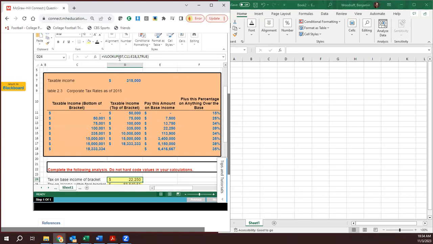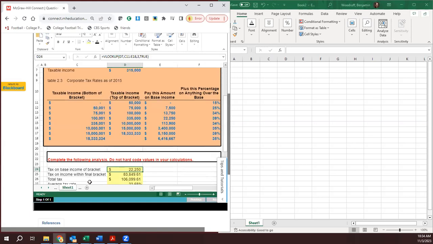So when I do my search, I'll say I'm looking for D7. I'm searching between C11 and E18. I don't just use the one row because I want to return a value in another row. So I'm going to have to highlight all of those, and I'm going to say what I'm looking for is found in the third row. And then I'm going to put in true, saying this is what I want it to find, this value, not approximate.